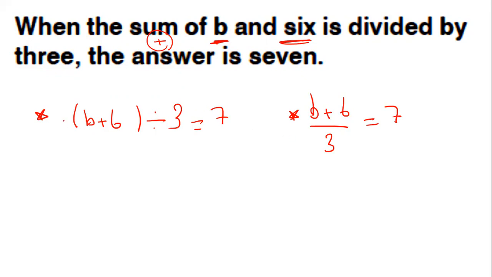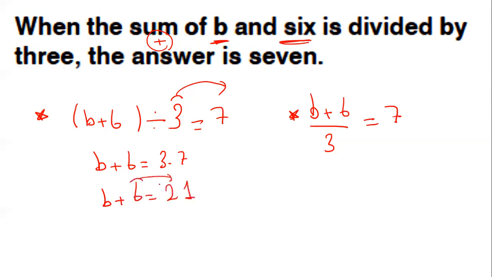So let's continue with this one. You will need to take this 3 to the other side as multiplication. b plus 6 equals 3 times 7, which is going to be b plus 6 equals 21. Then the 6 goes to the other side as subtraction. b will be 21 minus 6, which is 15.